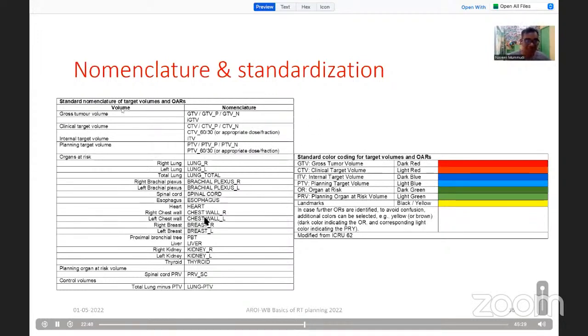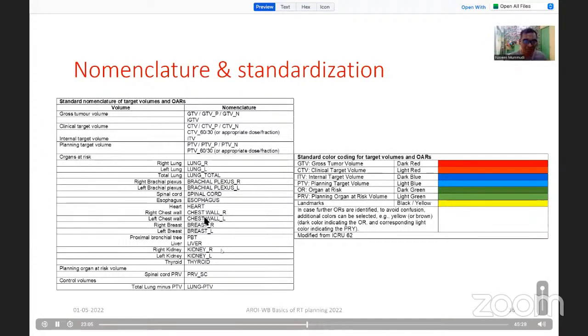The next part is to make sure that you have a standard nomenclature and standardization of the way that you color code them. Again, it varies in different institutions, but it is important to have your own standard way of doing this. So this is what we do at our institution.